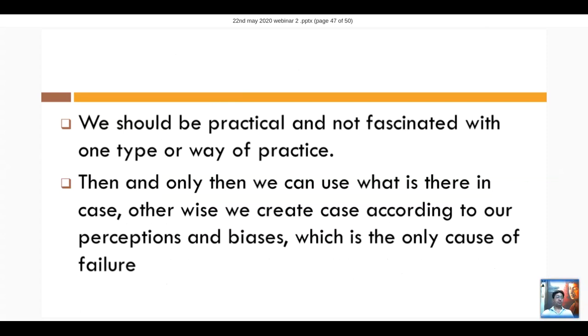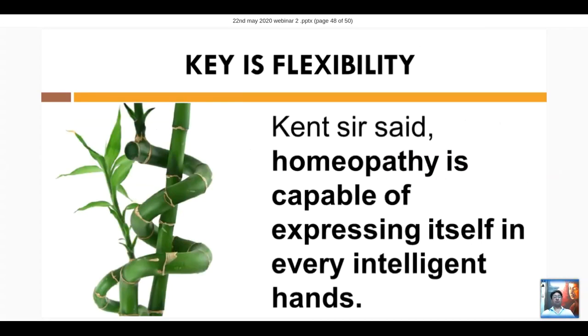And we should be practical and not fascinated with one or another type of practice. Then and only then can we use what is there in a case. Otherwise, we create the case according to our own perception and biases, which is the only cause of failure. So, for me, the key is flexibility. And Kent says homeopathy is capable of expressing itself in every intelligent hand. So, here I end our discussion.